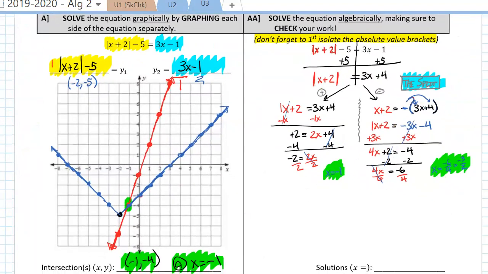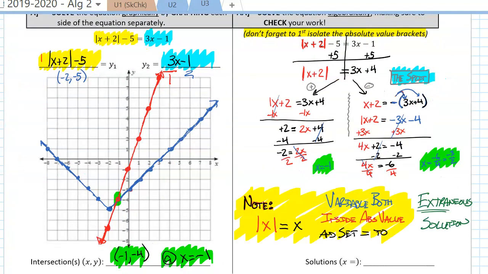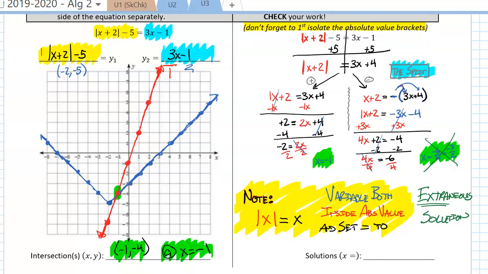Well, in this case, we kind of knew this was happening. We have this little pattern that occurs over time. And that is, whenever there's a variable both inside the absolute value and set equal to it, what we have happening is something called an extraneous solution. That means we just have an extra solution that doesn't actually work and is false in terms of the inequality. Or in this case, the equation. Right? It's an extraneous solution.